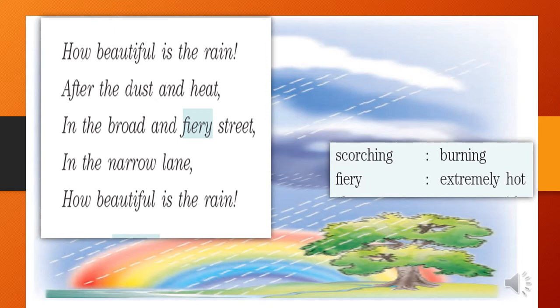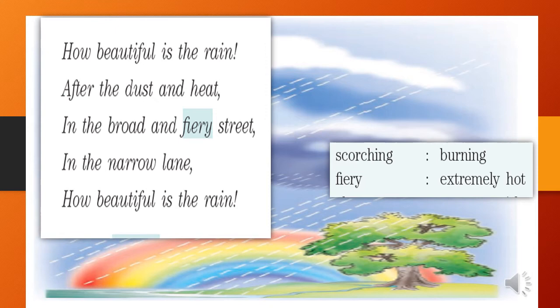After the dust and heat means after a long day of summer. What happens during summers? It's windy, it's very hot, it's all dusty, right? So, after this dust and heat, what happens when the rain falls? Where? On the broad and fiery street. Broad means very wide street, and fiery means very hot.